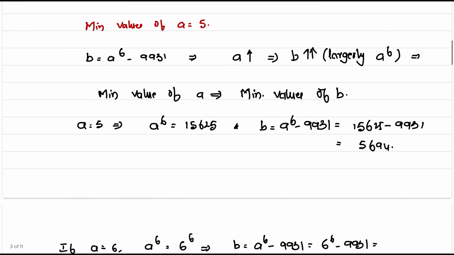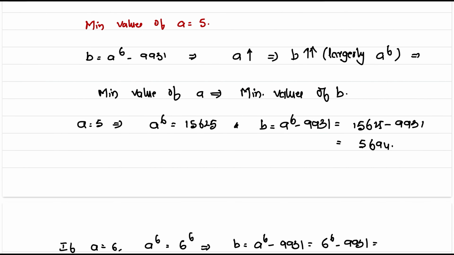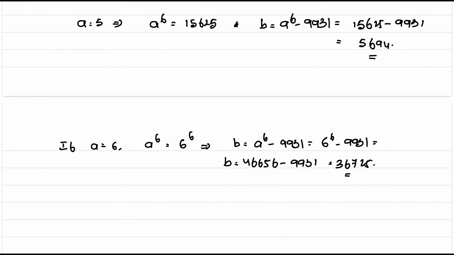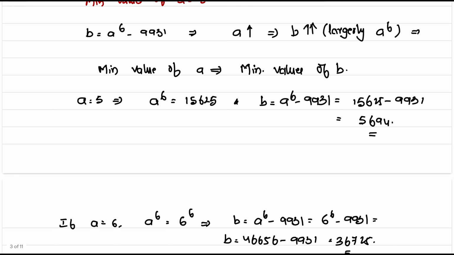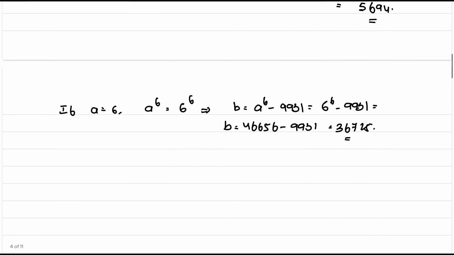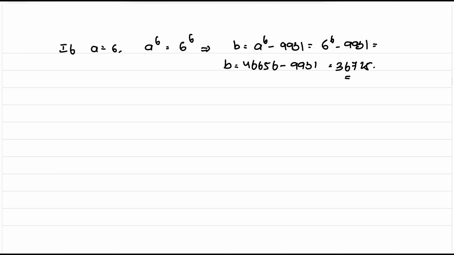You see, the value of b when a is equal to 5 is 5694. When a is equal to 6, it is 36725, in 5 digits. It's increasing very largely. So our assumption, our observation, is true here. Hence, a is equal to minimum implies b is equal to minimum.